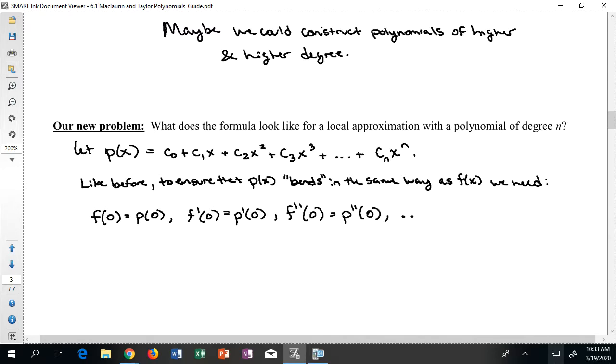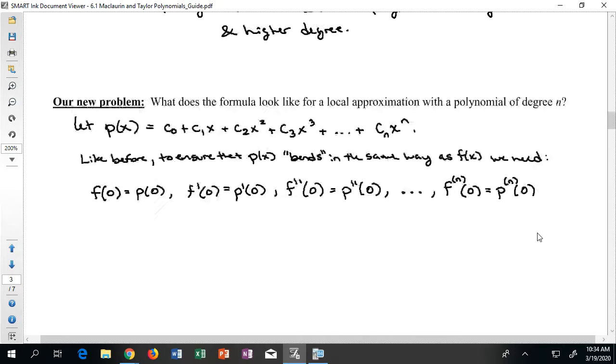But I'm going to have to just kind of keep going and going and going with this. I'm going to need the third derivatives to match, and the fourth, and the fifth, and the sixth, and the seventh, and the eighth, all the way until I get to the nth derivative. Now keep in mind that this notation that I'm using here, we mentioned it earlier this semester. When I have this little n up here in a set of parentheses, that just means that I'm dealing with an nth derivative. Okay, so we're just saying we need all these derivatives to match.